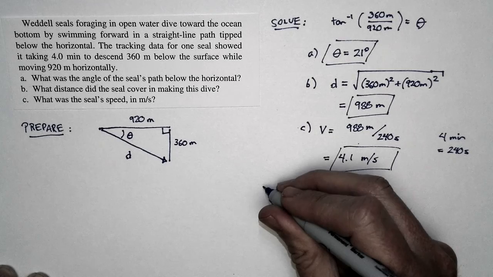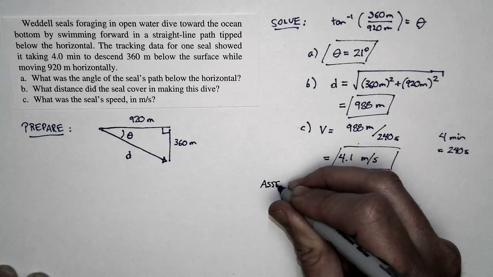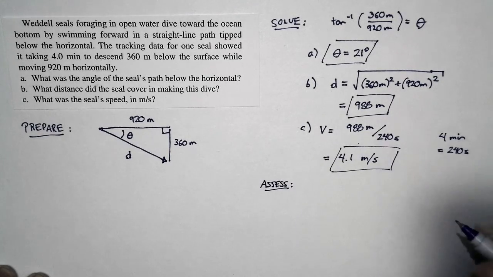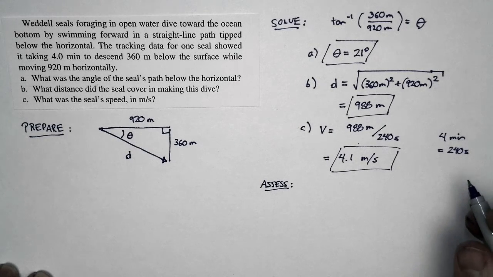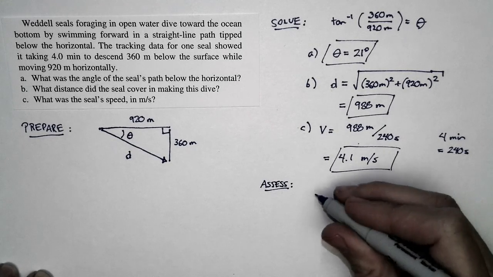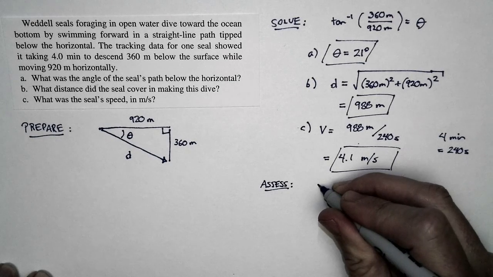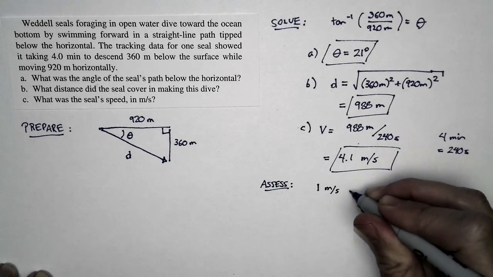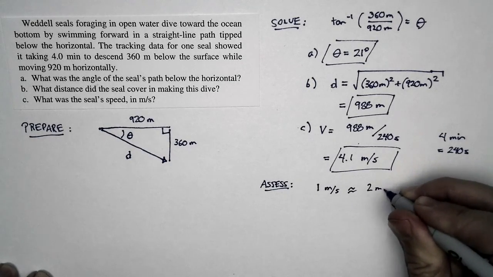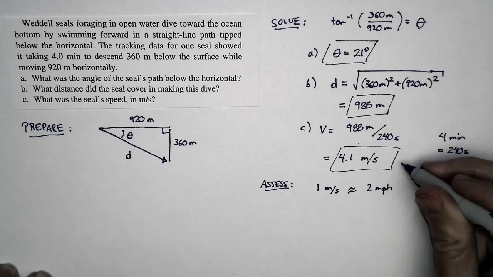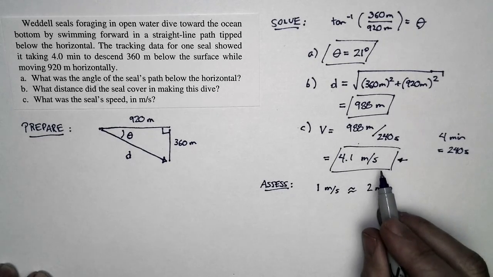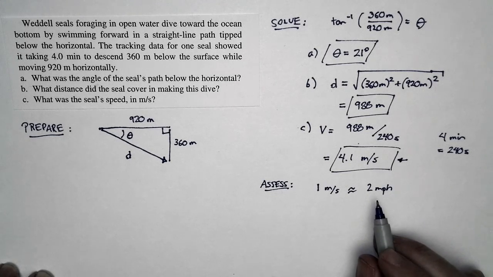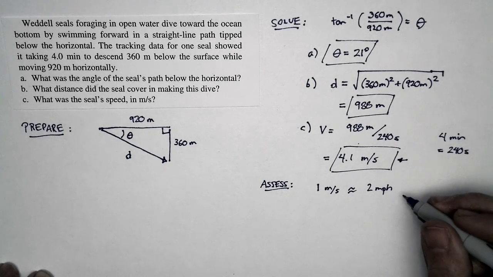Now let's do an assessment. We learned in chapter 1 some order of magnitude estimates that we could make. And one of the things that we said is that 1 meter per second is approximately equal to 2 miles per hour. So if the seal is moving at 4.1 meters per second, that corresponds to a speed of about 8 miles per hour. That's certainly faster than I can run. That's a pretty good clip, and that seems like a decent speed.